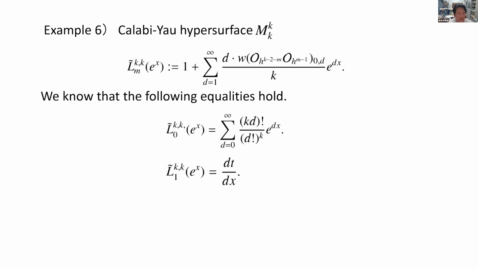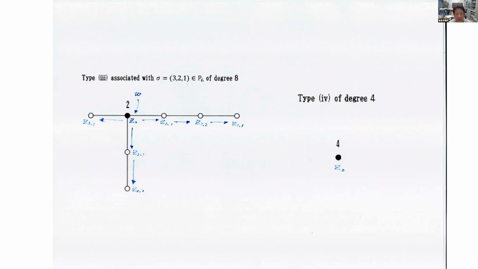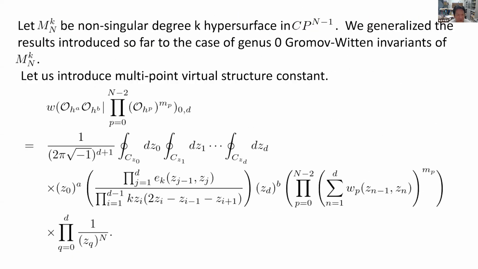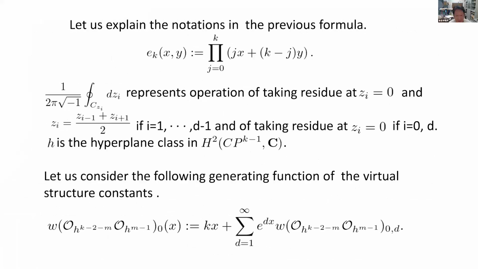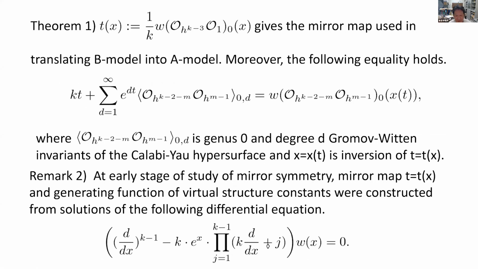Then let us go to the Calabi-Yau case. In the Calabi-Yau case, we introduce some notation, the generating function L tilde, which is given by the derivative of the generating function W by x. We know that this function is very closely related to the solution of the Picard-Fuchs equation, given by this equation, the solution of this equation.